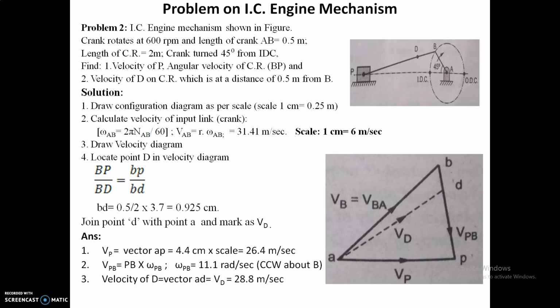So in this way, by making the velocity polygon and based on that, we can solve the unknowns asked in the problem. So thank you. This is over.